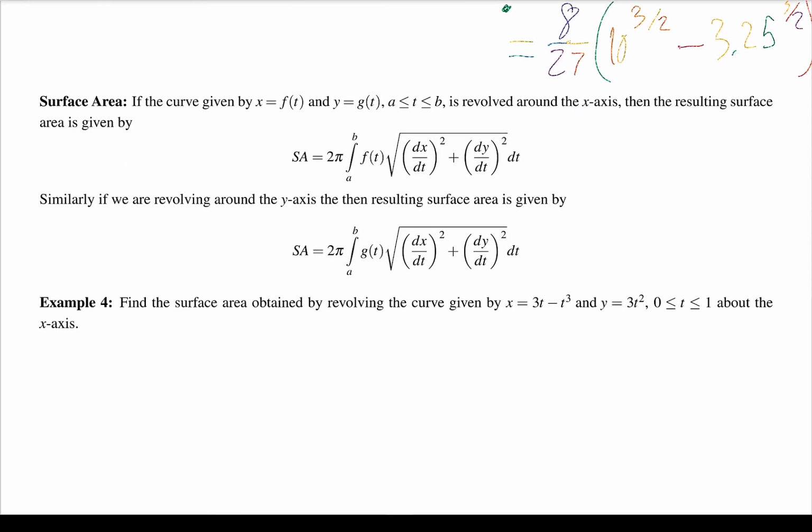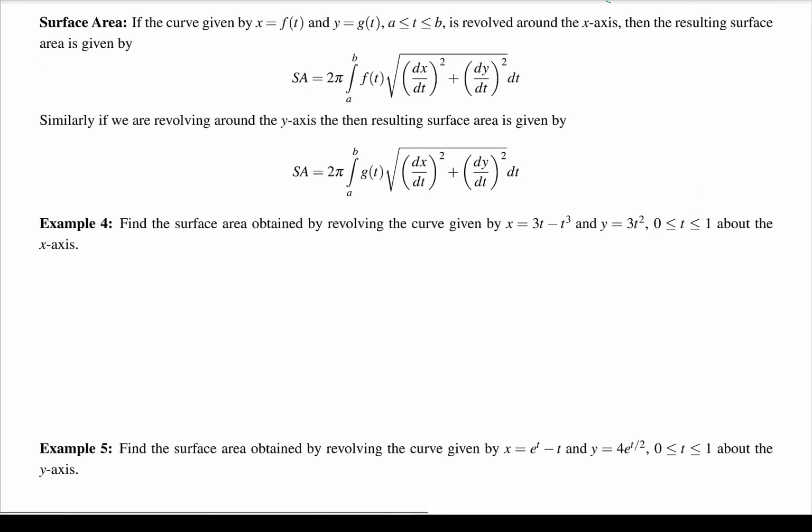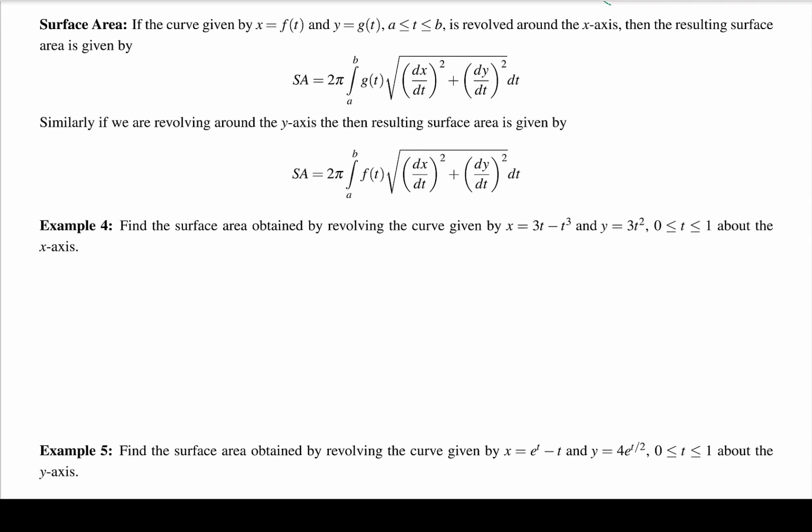So now for surface area, I think a lot of people get confused here, but I'm going to break it down and try to make it a little bit easier. So the key thing here is that if we have some parametric equation given by x equals f of t, y equals g of t, and our t values are going from a to b, then if we are revolving around the x-axis, our surface area is going to be given by 2 pi times the integral from a to b of g of t times this square root.